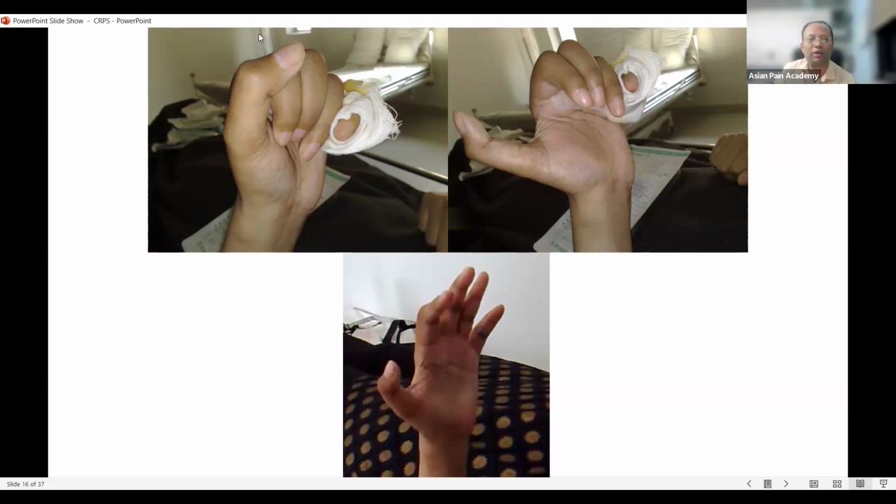When she came to me, her hand was like this. You could not make even one centimeter of space between the palm and the tip of the fingers. And after 6-7 days of stellate ganglion injection and treatment, she could do like this. I lost the patient in follow-up, but at least this much improvement was there.